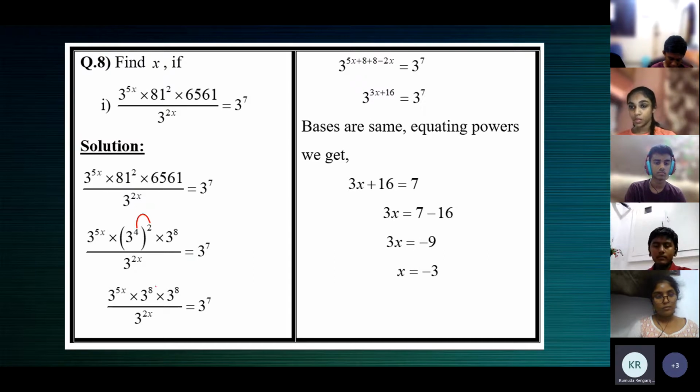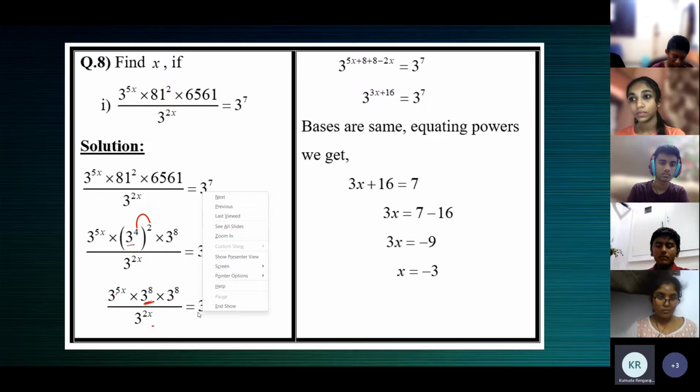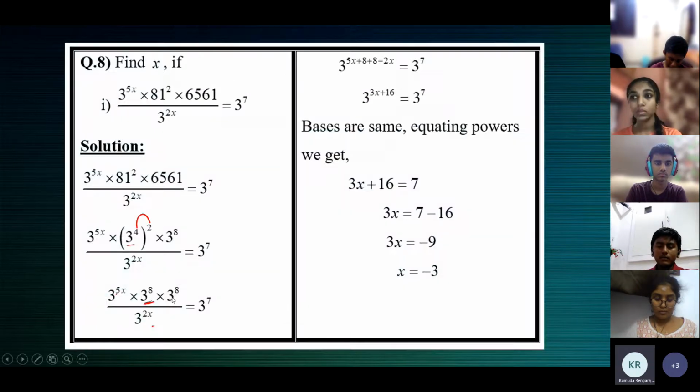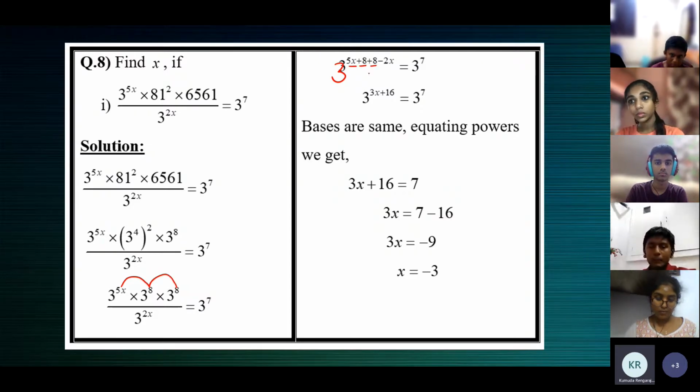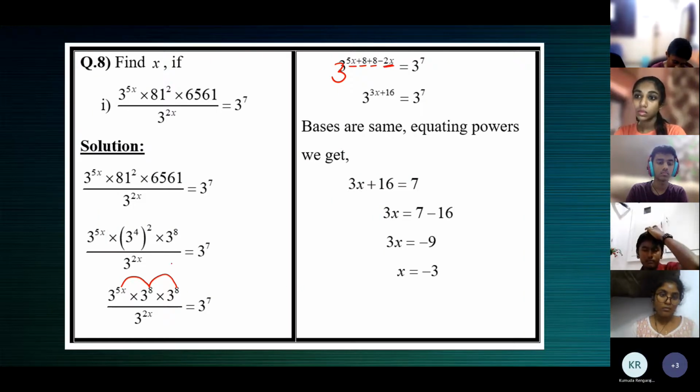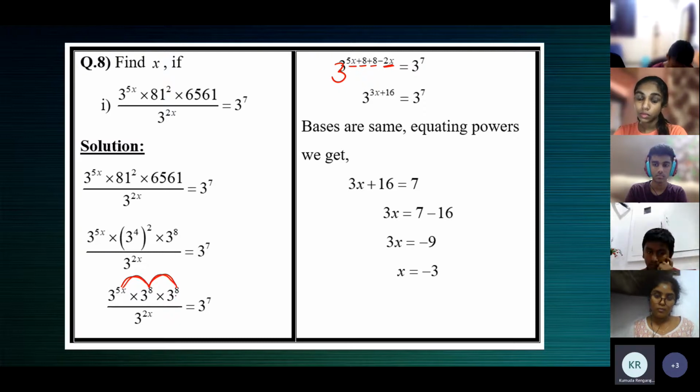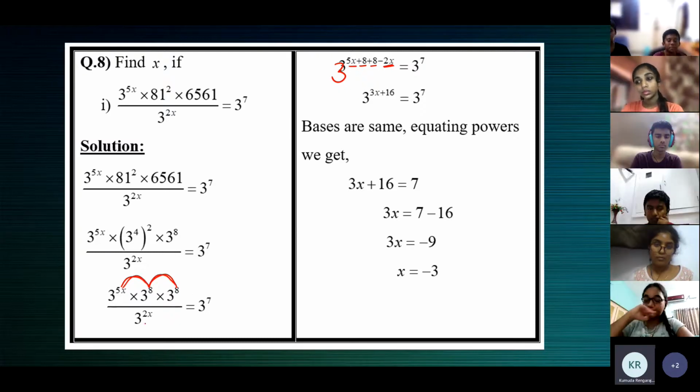So now here we have to multiply the powers. 4 into 2, 8. So we have 3 to the power 5x, 3 to the power 8 into 3 to the power 8 by 3 to the power 2x is equal to 3 to the power 7. So what do you have to do? When bases are same and it's multiplication, we add the powers. If it's a division, we subtract the powers. So write the base 3, and add these powers: 5x plus 8 plus 8, because it's multiplication. And this is in division, so subtract that power, minus 2x, is equal to 3 to the power 7.